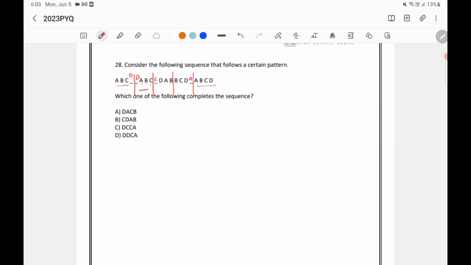So this is following a sequence, right? Because if you see, the first group is ABCD, then this D is coming in front, so it will become DABC. Now C will come in front, it will become CDAB. Now B will come in front, it will become BCDA, and then A will come in front, it will become ABCD. So in this way you got DDCA, and D is the right answer.